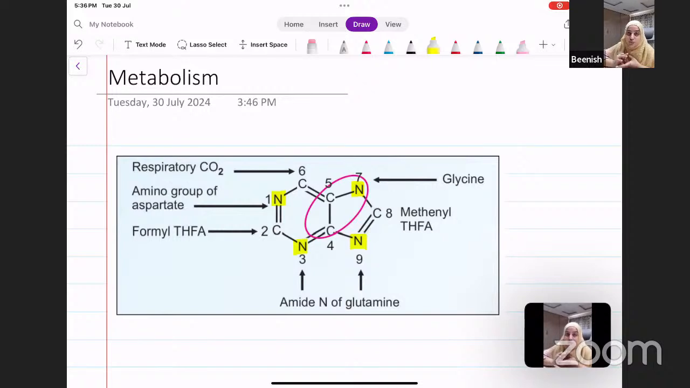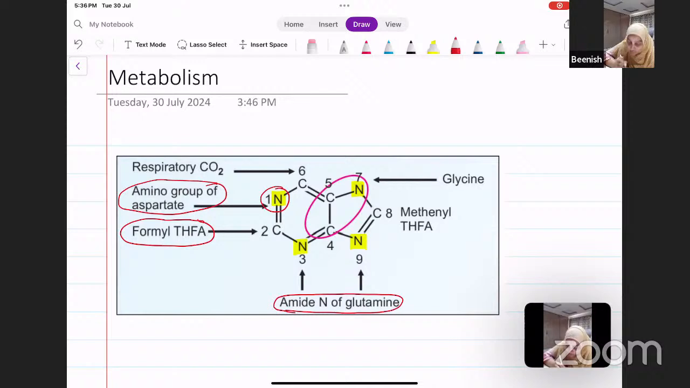Now there are different sources that are contributing to this purine ring. So let's take them one by one. Firstly, your nitrogen 1 is the amino group of aspartate. So the aspartate is giving its amino group to form the nitrogen 1 of this purine ring. The carbon 2 of this purine ring is coming from formyl tetrahydrofolic acid. Then your nitrogen 3 and nitrogen 9 are coming from the amide group of glutamine. Then your carbon 8 is coming from methylene tetrahydrofolic acid.